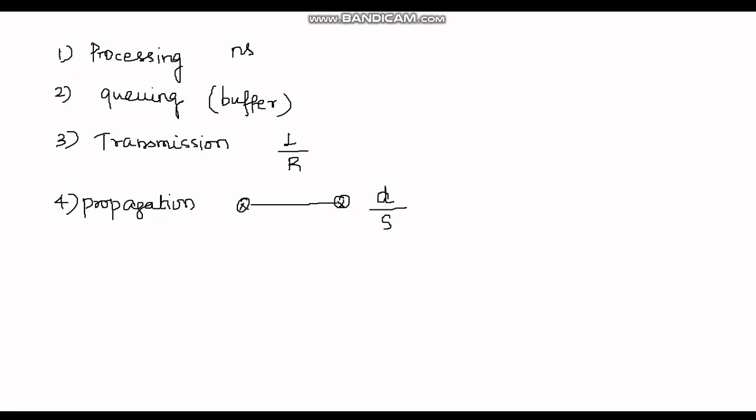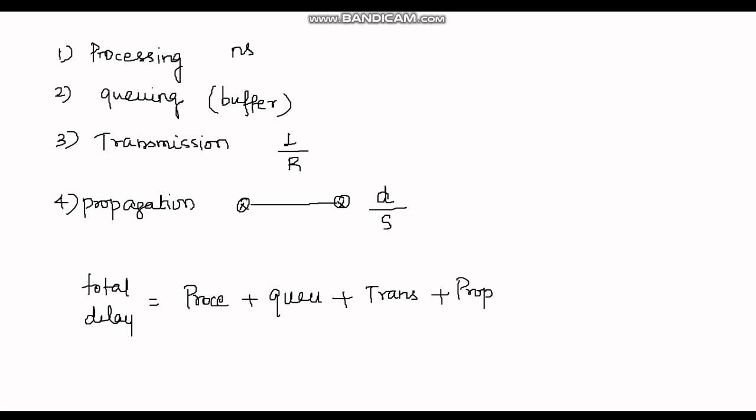So these are the four delays, and the total delay in a network is nothing but the processing delay plus queuing delay plus transmission delay plus propagation delay. In the coming slides we will see some numerical problems related to this delay.